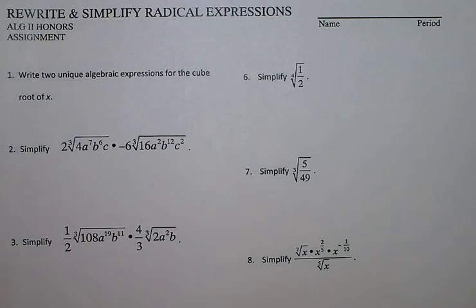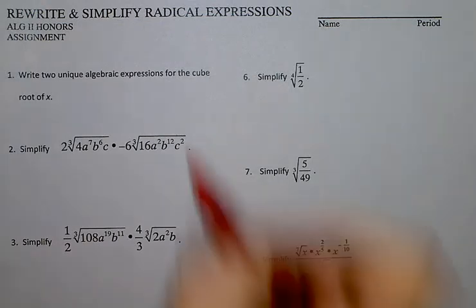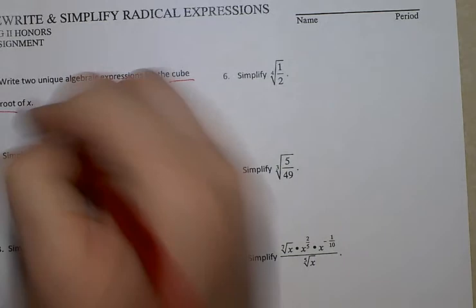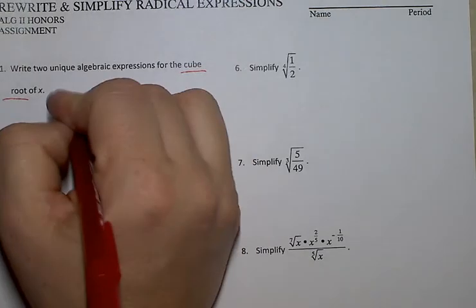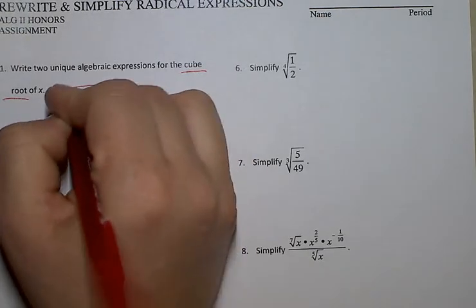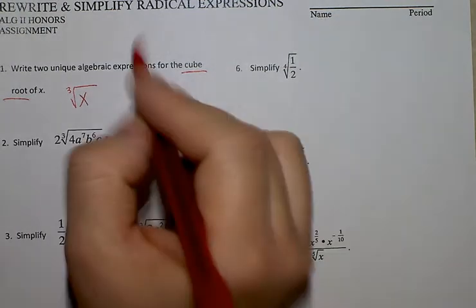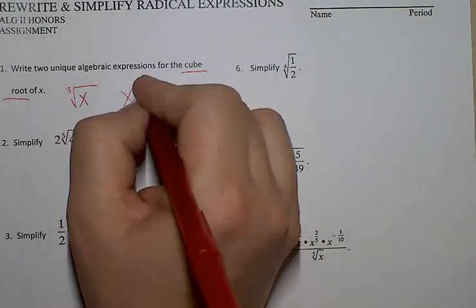Here we go. There are two unique ways to write cube roots. Underline cube roots, two unique ways. One way is in radical form. There's the cube root, so the nth root is a 3. The other way is in rational exponent form.